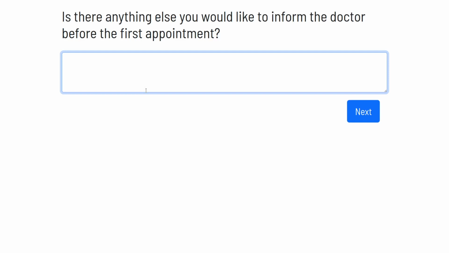So, I can't lay down. Really hurts. Something like that. So that way the doctor knows ahead of time, okay, don't put the patient lying down all the way. But they can put this, basically anything that they want.